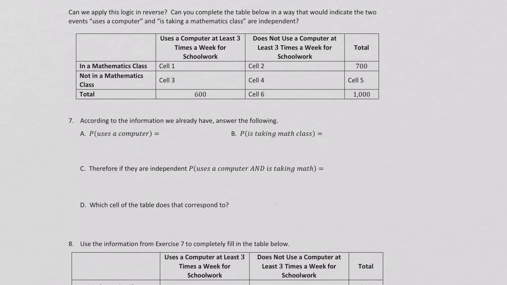For 11.9, we're going to go ahead and calculate independence. So we're going to first use the example for number 7. We can talk about the probability that somebody uses a computer, and the probability that somebody uses a computer would be 600 over 1,000, which is 0.6. Taking a math class would be 700 over 1,000, which is 0.7. They are giving us in this example that they are independent.